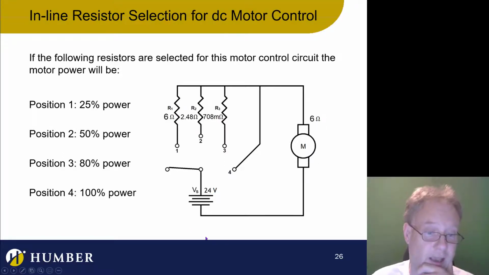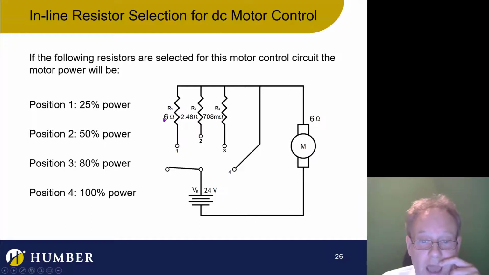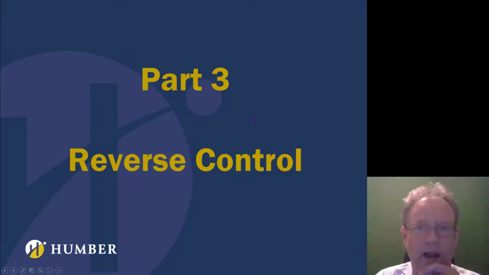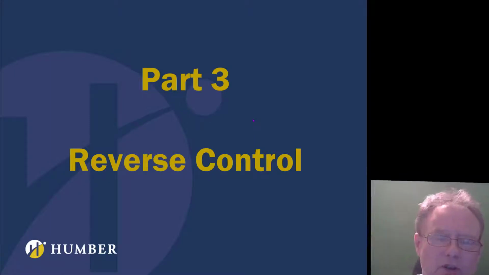Position 3 is 80, and then position 4 is 400. And I've labeled all my values. Sweet. Okay, great. Well, oh, there's more. Yeah, reverse control. We have to add another level of control to the motor.